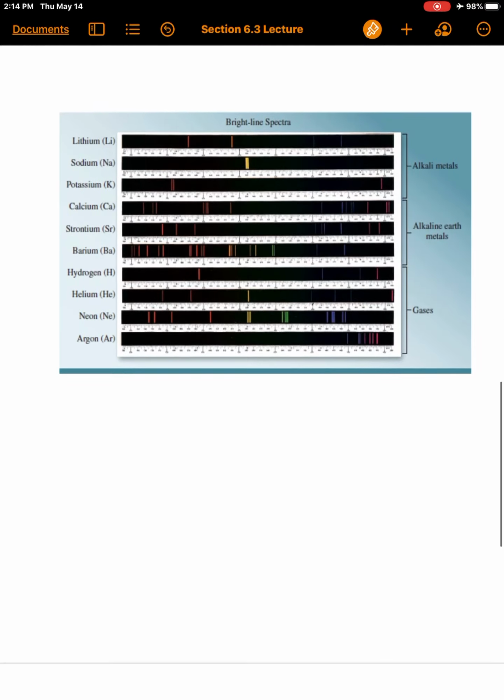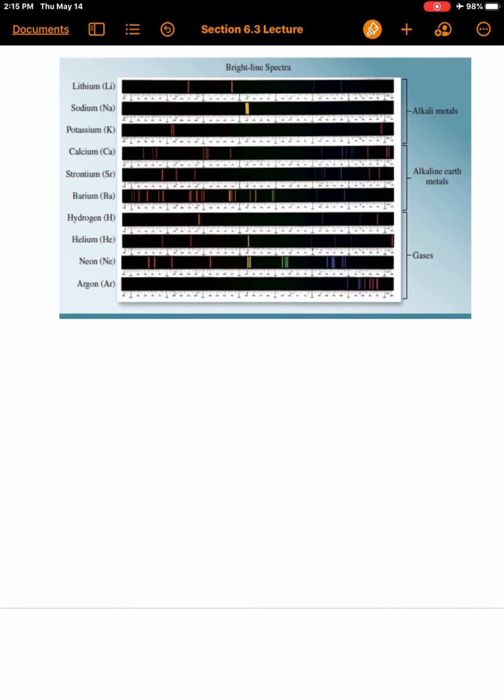And it turns out that other elements do the same thing. If you were to heat up lithium atoms and allow them to glow, they would produce light as well. And that light would have a line spectrum and it would have specific colors. Each element has its own specific set of colors that it emits when it's heated up as a gas. In fact, this is how astronomers can determine which elements are present in stars.